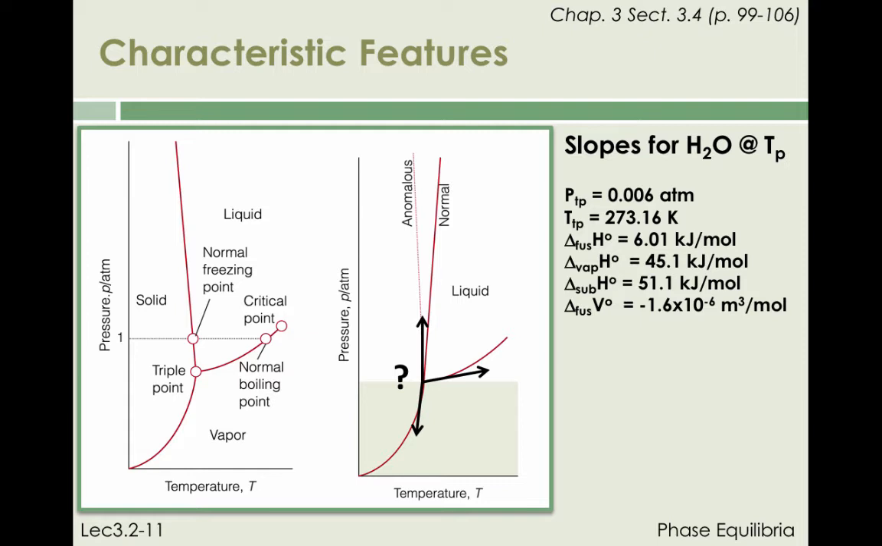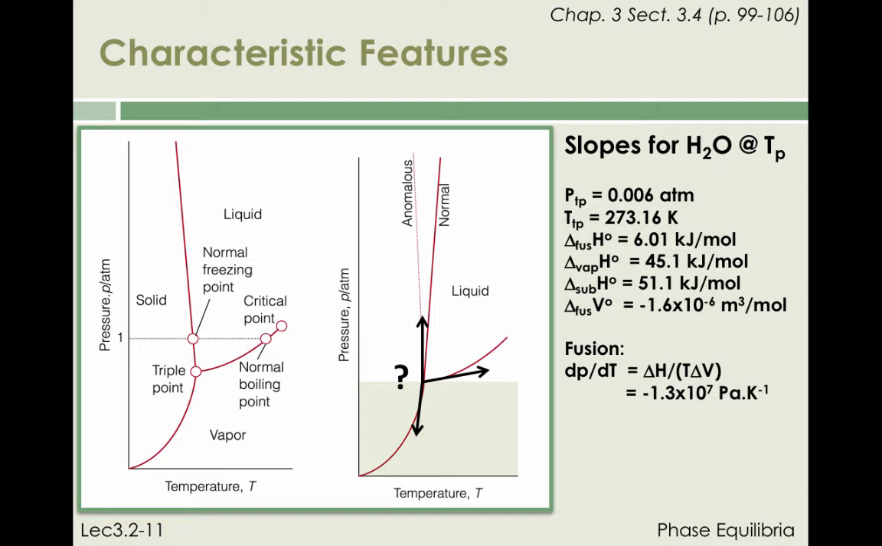With all this data in hand, we calculate the slope of the solid-liquid coexistence curve as dp over dt equals delta fusion H divided by T times delta fusion V, and obtain dp over dt equal to minus 1.3 times 10 to the power 7 Pascal per Kelvin.